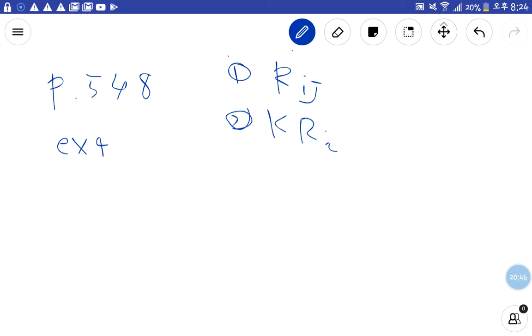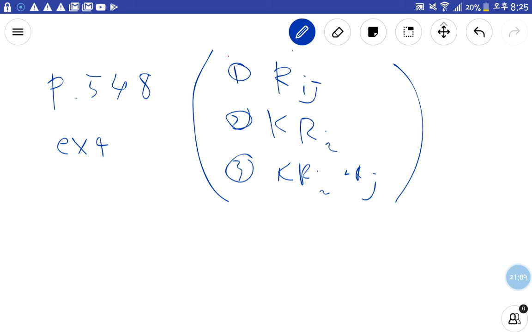And now number 3, kRi plus Rj indicates adding k times the ith row to the jth row. So your answer is going to replace your Rj row. Okay? So you should understand those notations so that you understand what we are going to do in example 4.